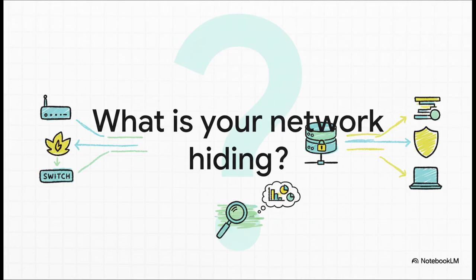Okay, so picture this. Your whole network is just this big black box. You know stuff is happening inside, routers are routing, switches are switching, but what's really going on? How do you spot a tiny configuration mistake before it becomes a huge outage? Or the first faint whisper of a security breach? What is that network of yours hiding?